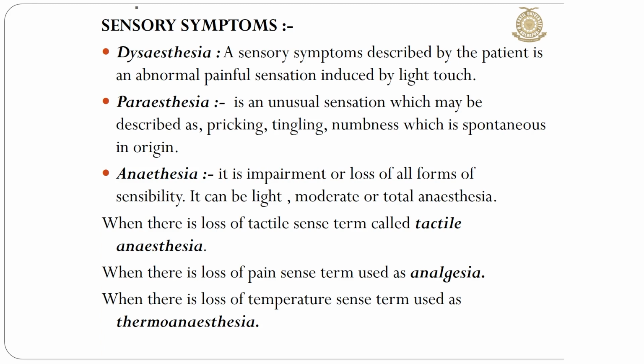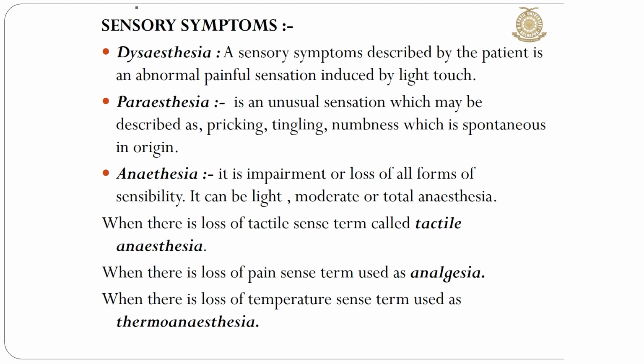Now there are some sensory symptoms in the body. The first symptom we call dysesthesia. What is called dysesthesia? It is the sensory symptom described by the patient as abnormal, painful sensations induced by light touch. So whenever the patient feels the touch, the patient will describe it as abnormal painful sensations. This is called dysesthesia.